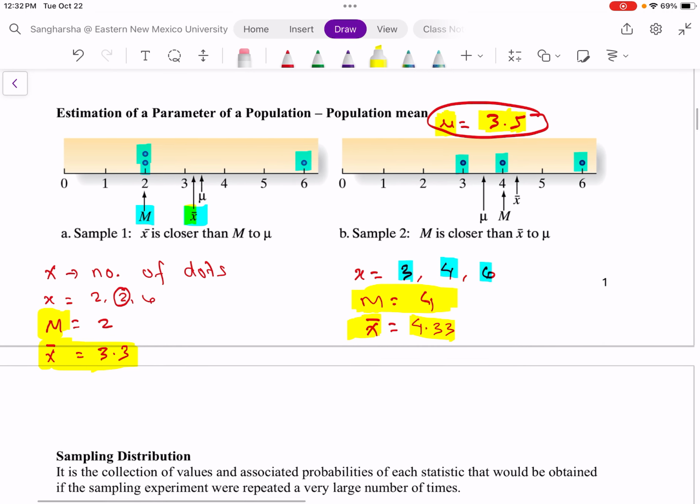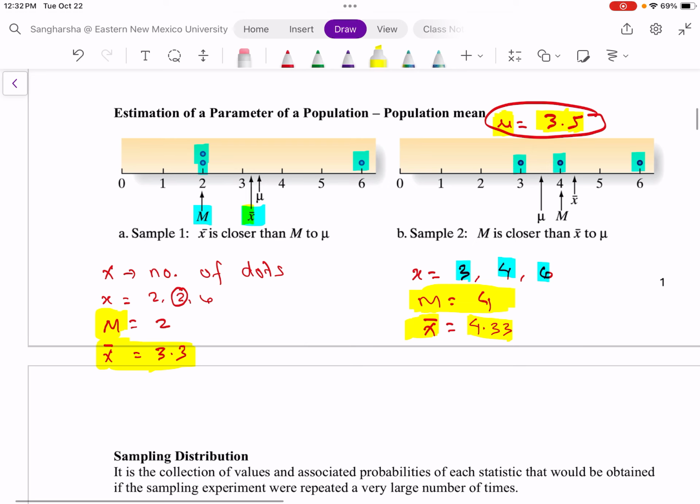Now from these two samples, which one is the best estimator of the population mean according to sample 1? Which one is very close to our population mean? X bar, right? X bar is a good estimator for sample 1. For sample 2, which statistic is a good estimator of our mu? Median, because this 4 is very close to 3.5. So median is a good estimator for our population mean.